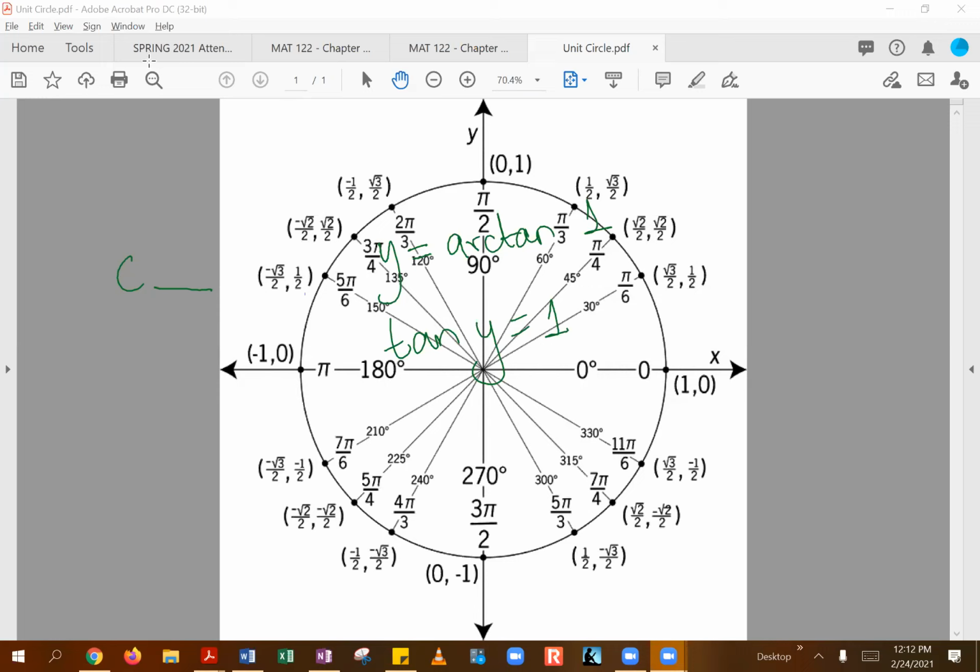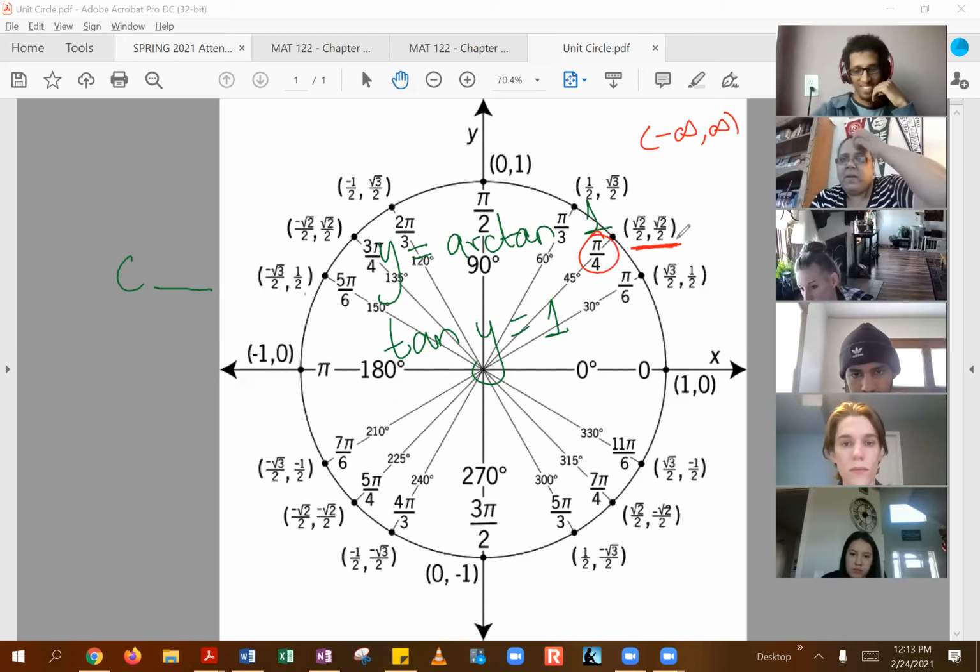Okay, so let's take a look over here. You can see wherever your x and y coordinates, or sine and cosine functions, are the same, you will get tangent of 1 because you're dividing square root of 2 over 2 by square root of 2 over 2. So yeah, pi/4. Now remember, the domain for the arc tangent function is -infinity to +infinity. So can we have more than one answer here, or is it only going to be pi/4?